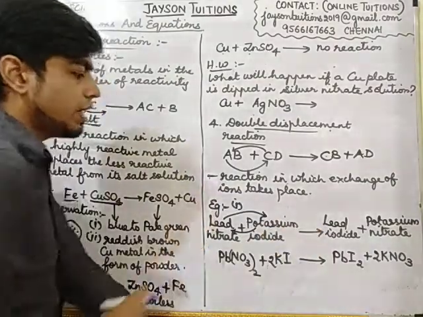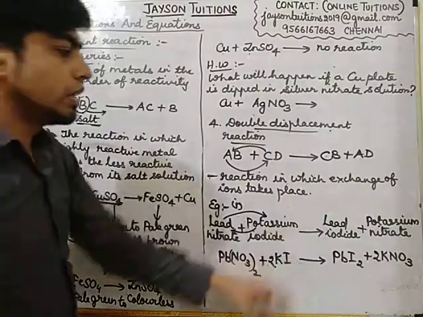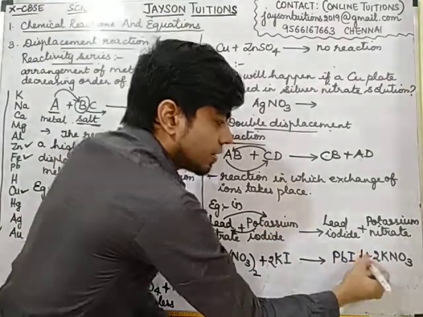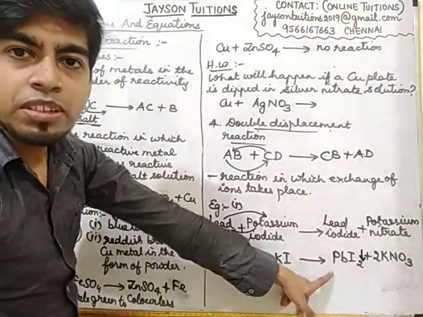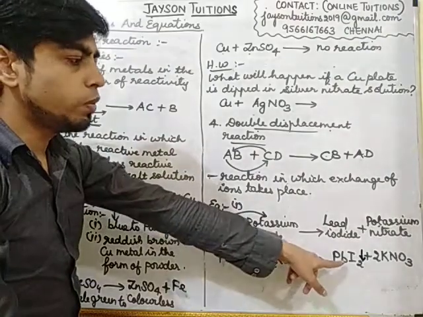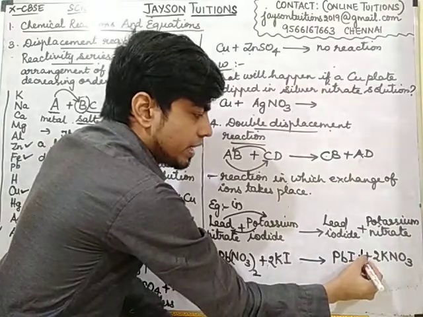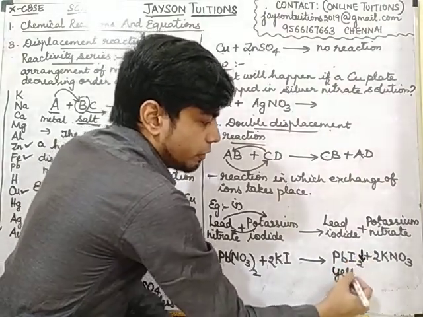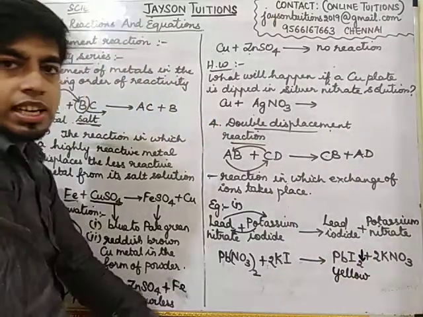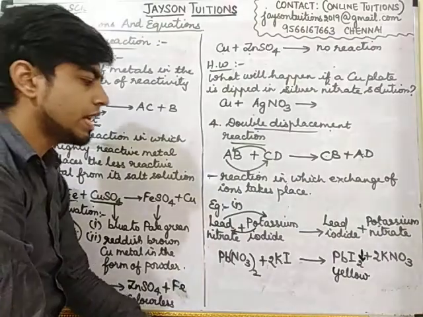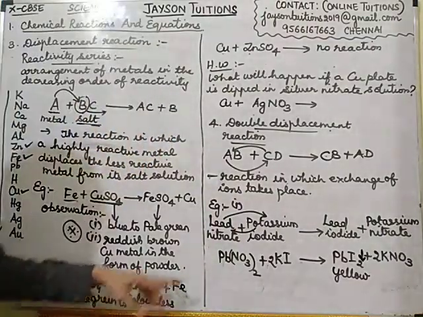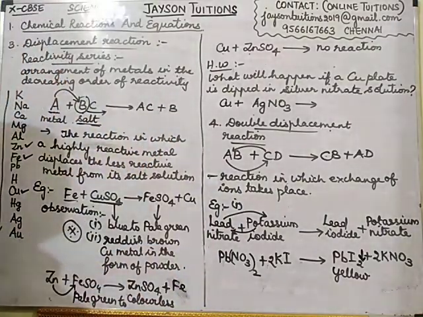Here they will ask, this lead iodide has a downward arrow. Downward arrow means what? I told you in the first class. A downward arrow means it is a precipitate. So this lead iodide is a precipitate and it is yellow in color. So lead iodide is a yellow precipitate. This is one example for a double displacement reaction.